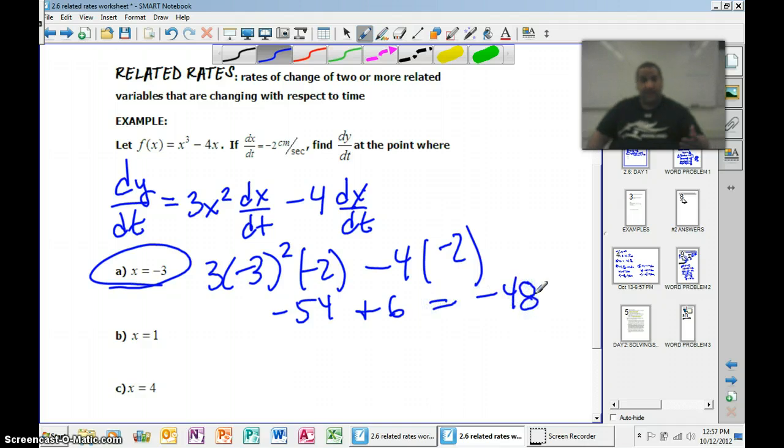Now, on the AP exam, if you don't put the rate, you lose a point. Every free response question on the AP exam is 9 points, and you'll lose a point if you don't put the rates. So it's going to be negative 48 centimeters per second. All right? No problem. If you want to do the others, great.